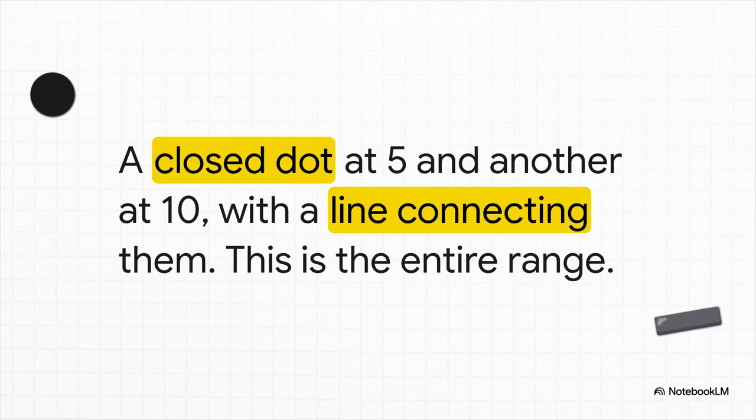And when you draw it, it's just so intuitive. You've got a closed dot at 5, another closed dot at 10, and you just connect them with a line. That little chunk of the line, that's it. That's the entire universe of what's okay.